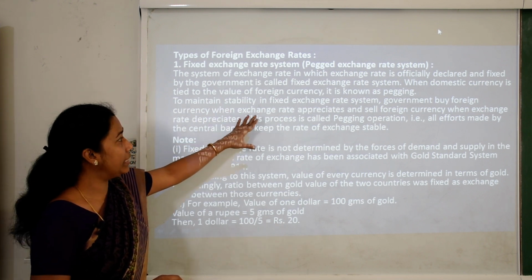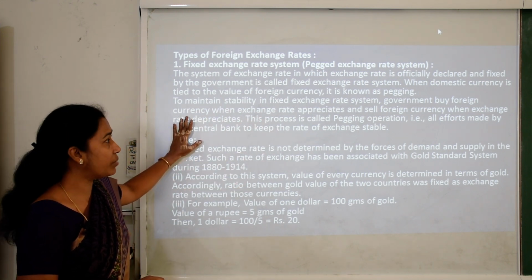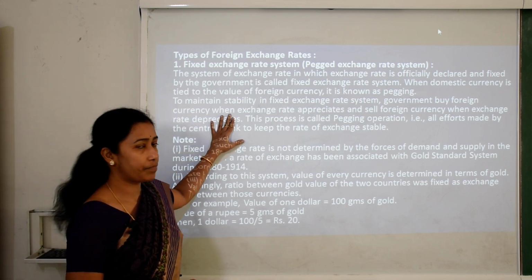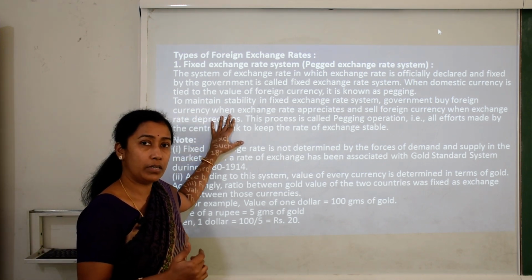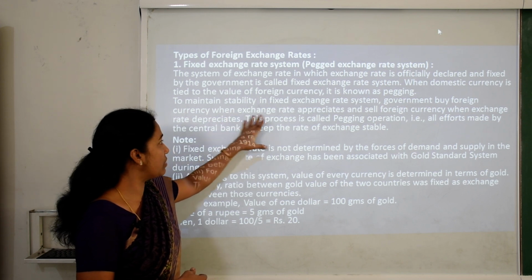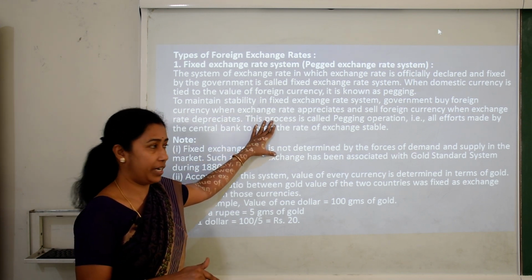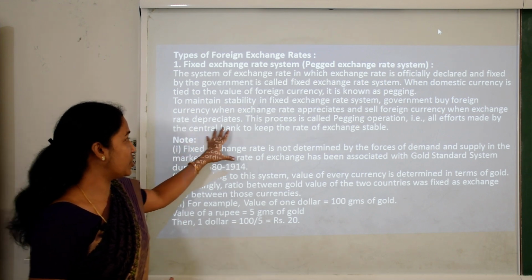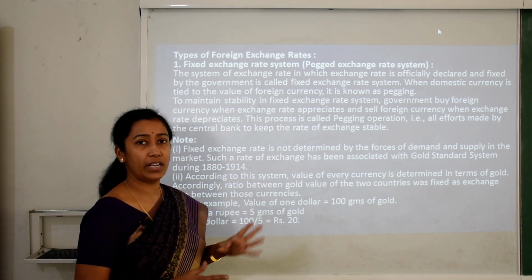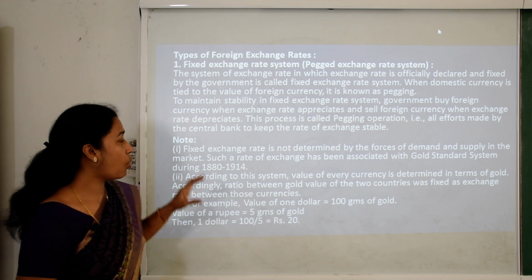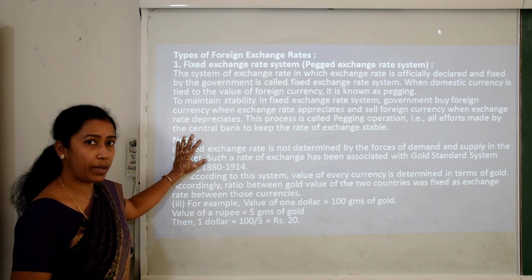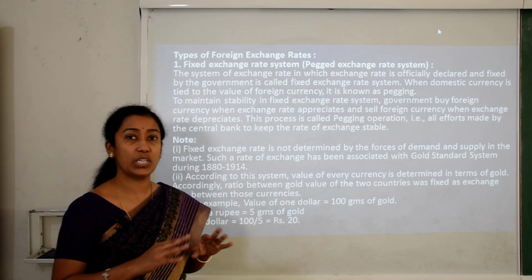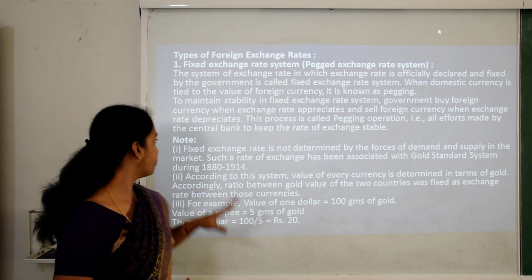To maintain stability in a fixed exchange rate system, the government buys foreign currency. That means it is in the hands of the government. The government purchases foreign currency when the exchange rate appreciates and sells foreign currency when the exchange rate depreciates. This process is called pegging operation. That is, all the efforts made by the central bank to keep the rate of exchange fixed or stable.